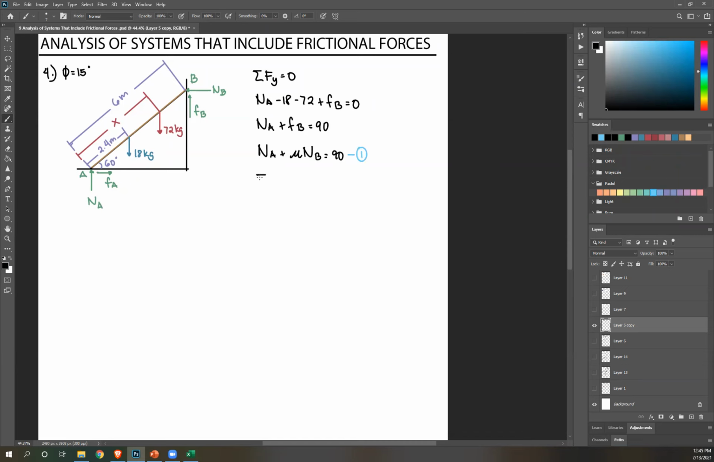Next, to get our second equation, you're going to use summation of forces X. So we have FA to the right, and then NB to the left. Again, we can rewrite friction as normal force, so mu NA minus NB equals 0.